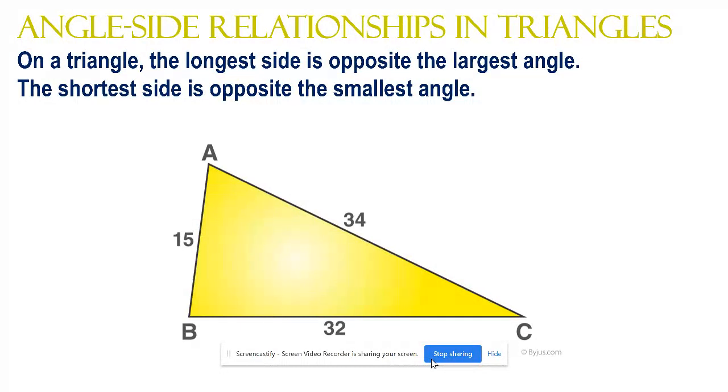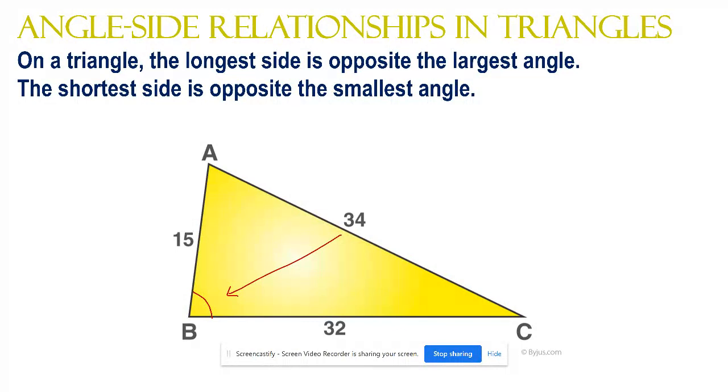So for example, in this triangle here, ABC, the longest side is that 34. The opposite angle, the angle across from it, is angle B. And you know B is the opposite because B is the only angle on this triangle that doesn't touch side AC. It doesn't touch the 34. So since AC, 34, is the longest side, angle B, which is across from it or opposite from it, has to be the biggest angle.